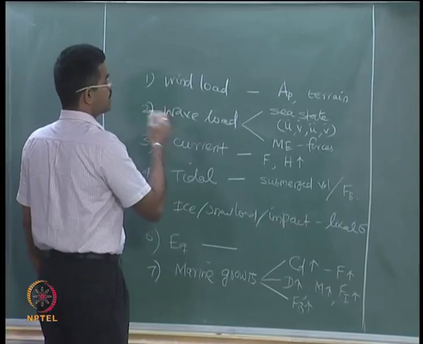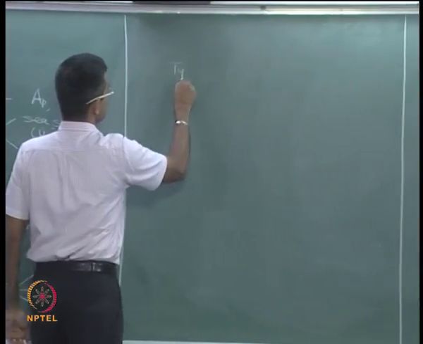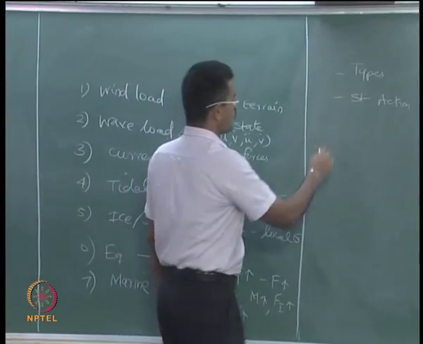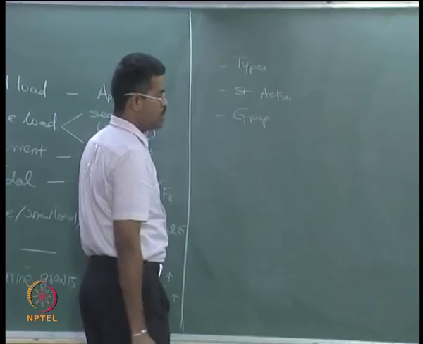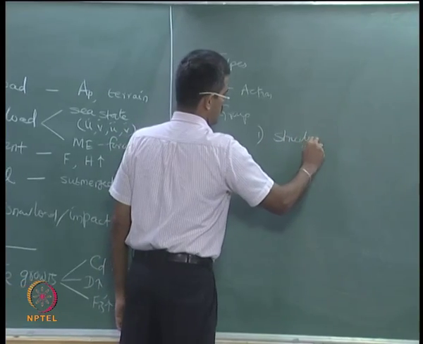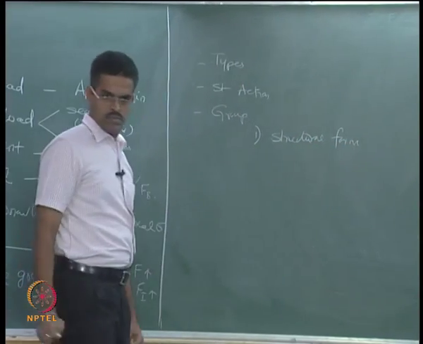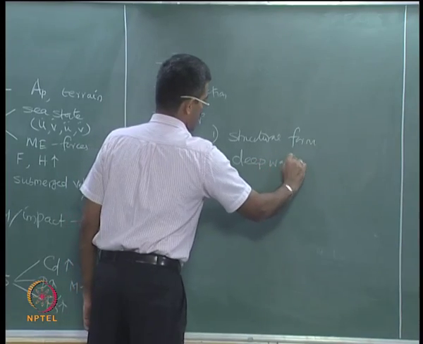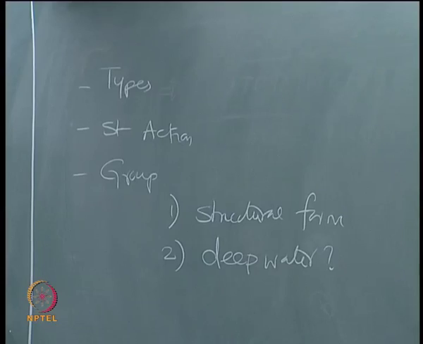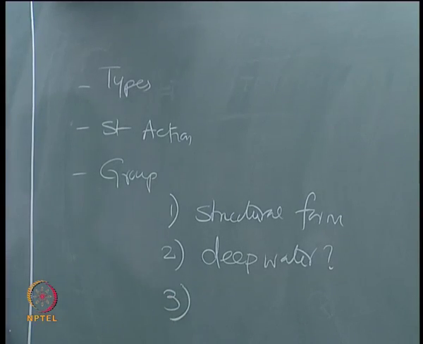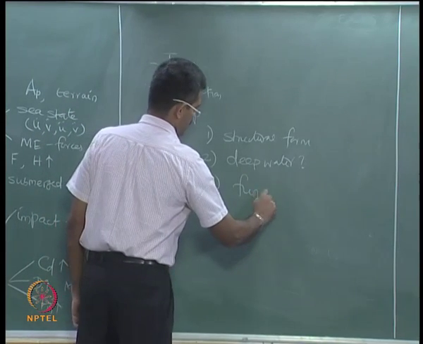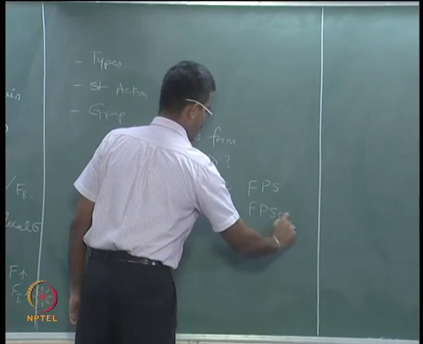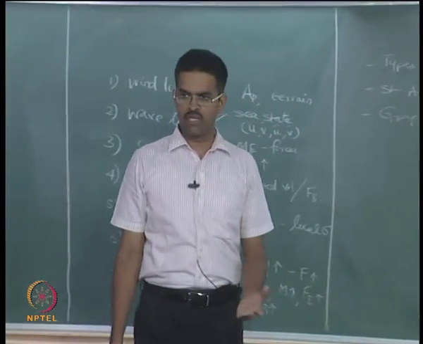So, in the last lectures we have discussed different types of offshore platforms and their structural action. I can also group them depending upon, one, their structural form, two, the water depth where they are fixed, and three, of course, the functionality. For example, FPS, FPSO, FSO, etc. Depending upon the functionality also I can change.